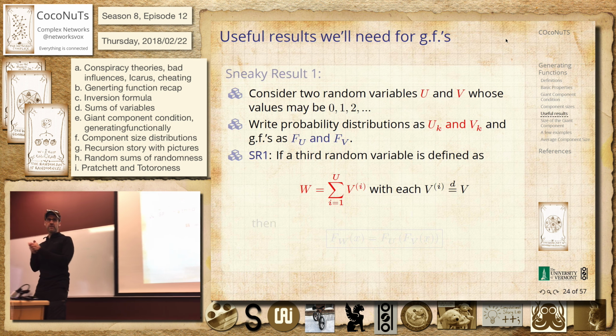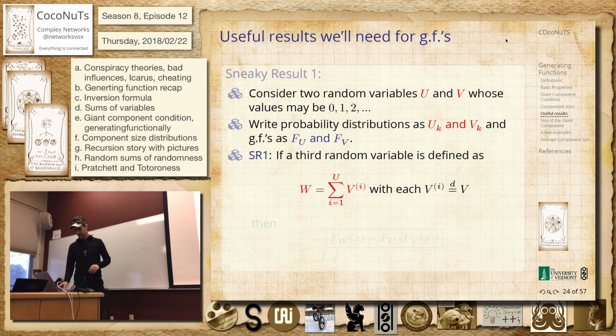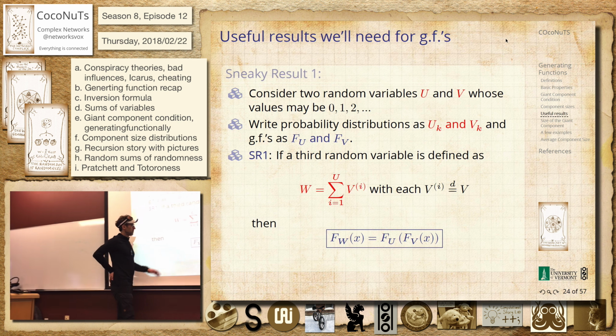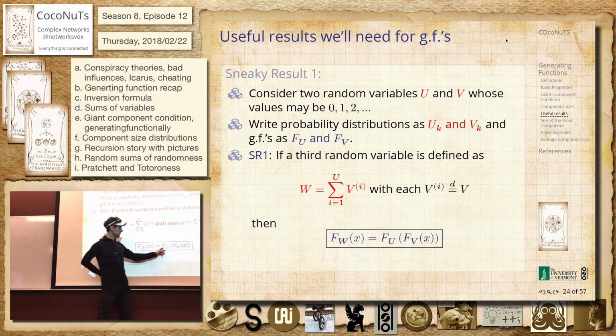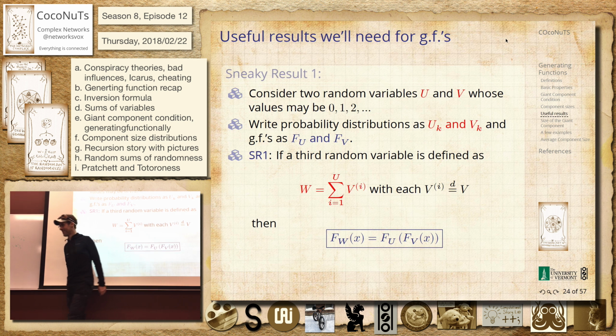So that's sort of a funny thing to do. And it feels like you should be able to work this out. It turns out that this has a very nice story for the generating functions, which is that the generating function for this new variable w is the composition of them. Pretty groovy, right? This is cool.